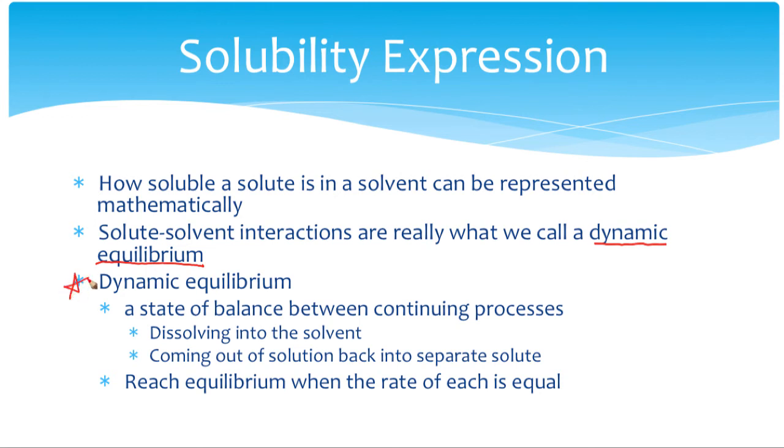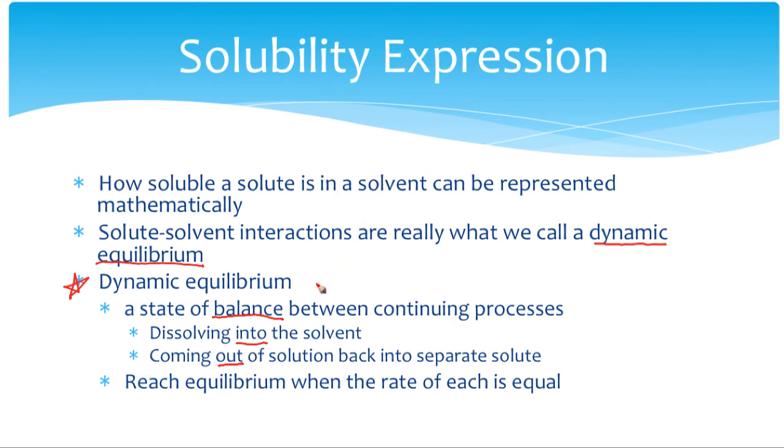When you're dealing with a dynamic equilibrium, it's a state of balance between two continuing processes. Those two continuing processes are what we have listed down here. The first continuing process is when the solute dissolves into the solution, and the second continuing process is when those dissolved solutes come back out of solution. We typically think of dissolving as happening in one direction, but in actuality it's always happening in both. Certain things like salt, which we know dissolve very well in water, just happen to do more of the first part, dissolving into, than they do of the dissolving out.